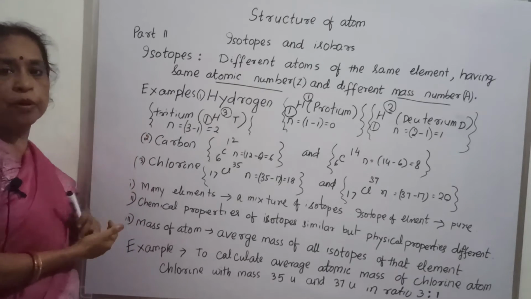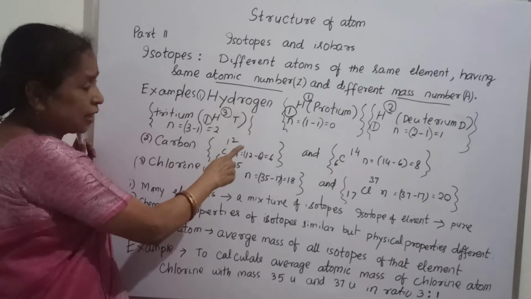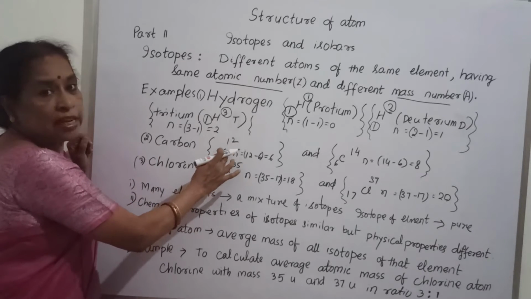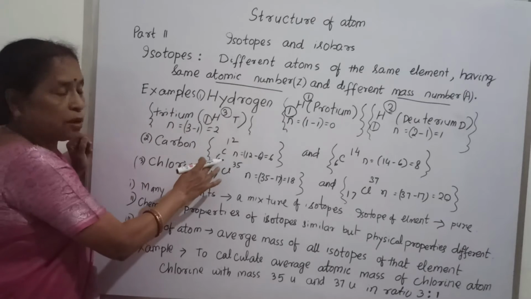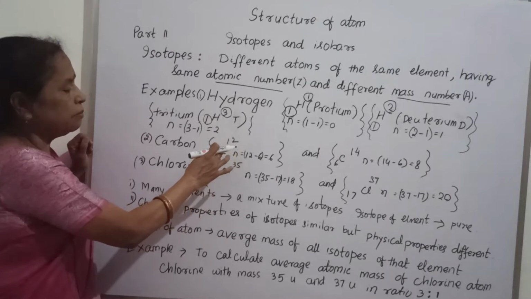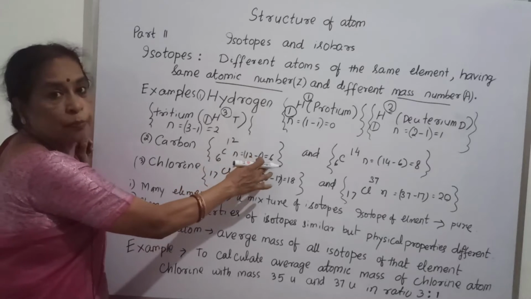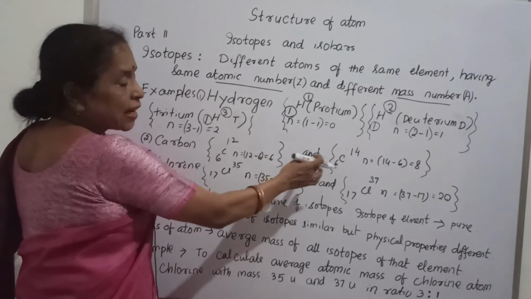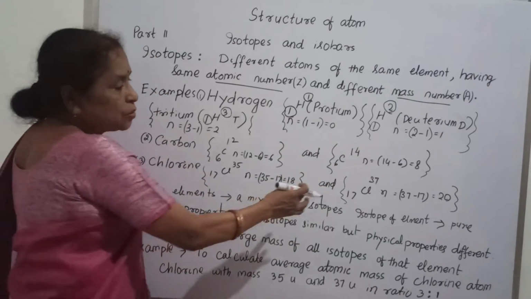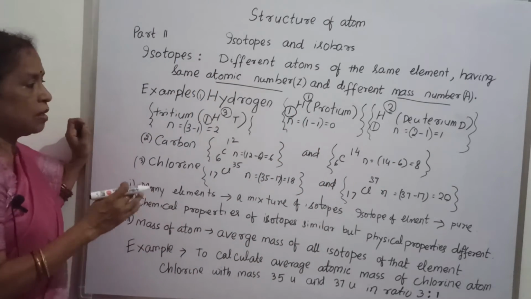In the second example, you take carbon. Hydrogen had 3 forms but here there are only 2 forms. The first one is 6C12. What is meant by 6C12? Atomic number 6, mass number 12. What is the number of neutrons? 12 minus 6, because mass number minus atomic number gives the neutrons. In the second form, that is 6C14, 14 is the mass number. What is the number of neutrons here? 14 minus 6, that is equal to 8.